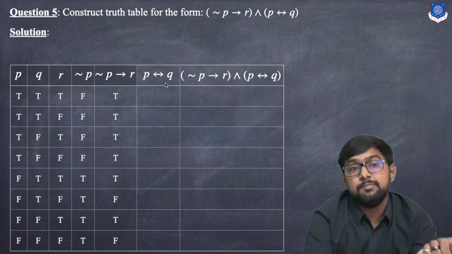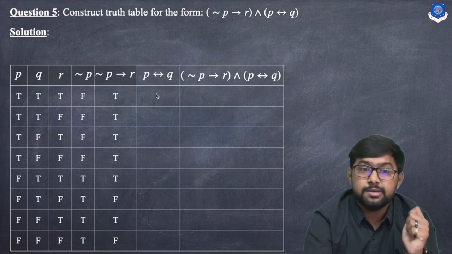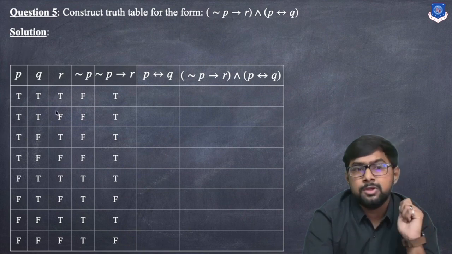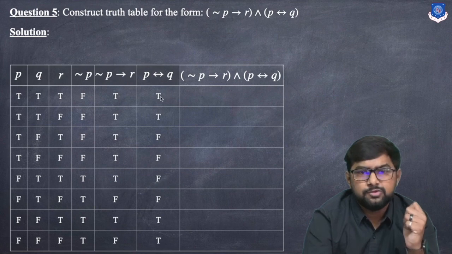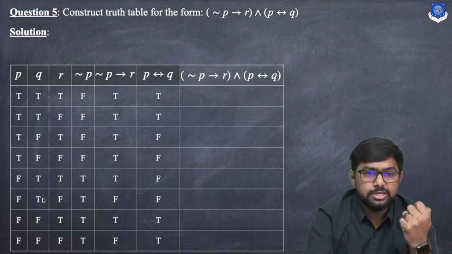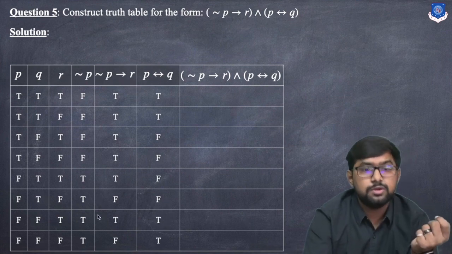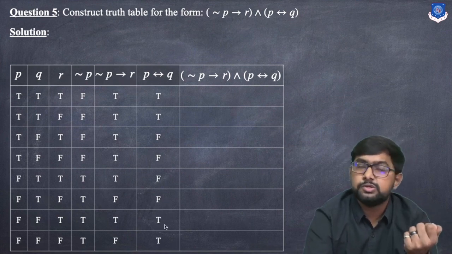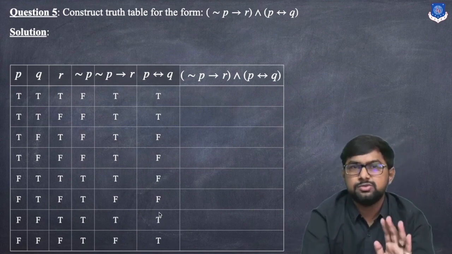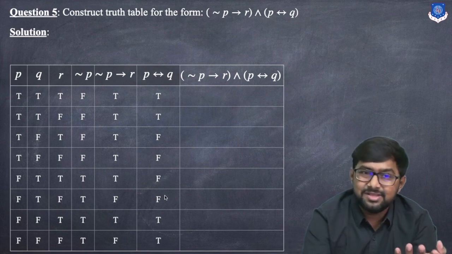Now P double implication Q. How to write P double implication? Consider the first 2 columns. Whenever both are true, it is true. Any one is false, so it will be false up to this. Now both are false, then also it is true. So in short, if both are the same, then it is true.